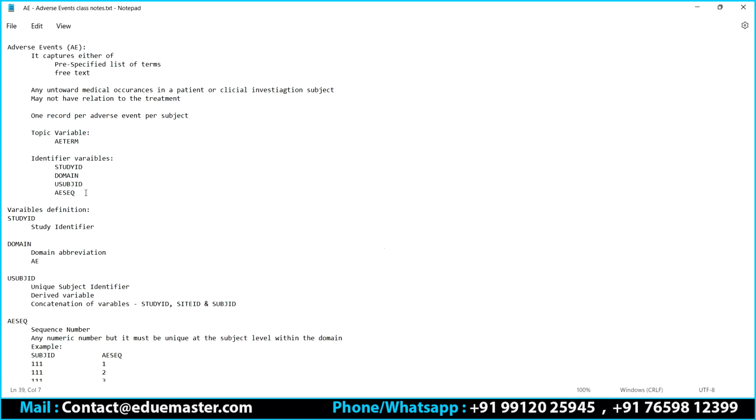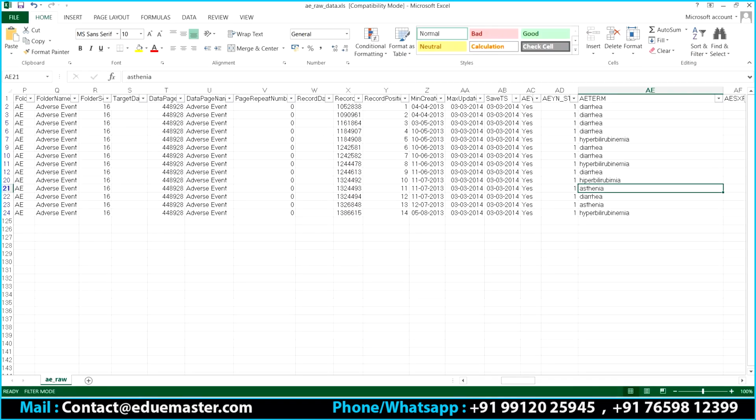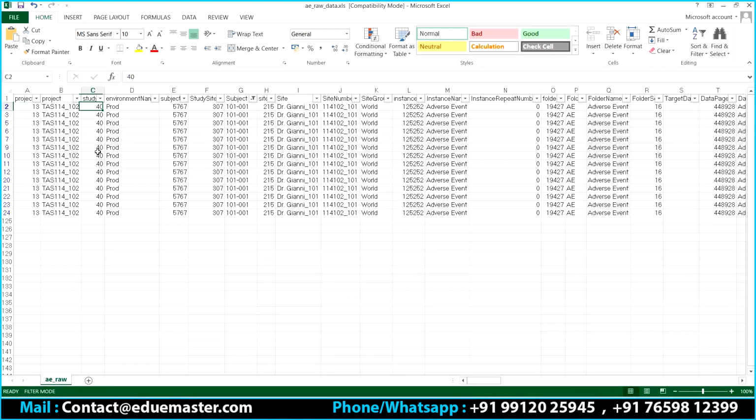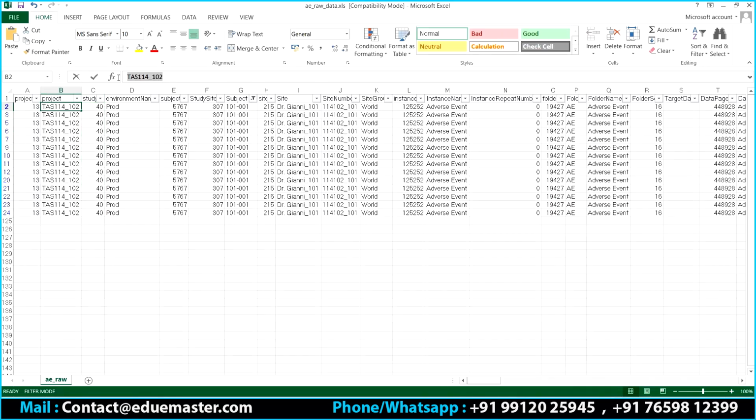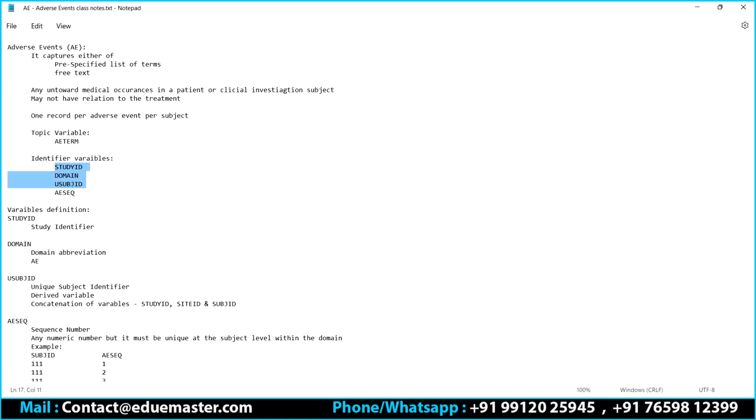I'm not going into the regular variables, which are study ID, domain, and unique subject ID, because these three are the common variables that we have been discussing for each of the domains. Study ID is nothing but the study identifier, and you can see that here there is also a study identifier. Here the study identifier is simply 40. Or you can also consider the project name as your study identifier.